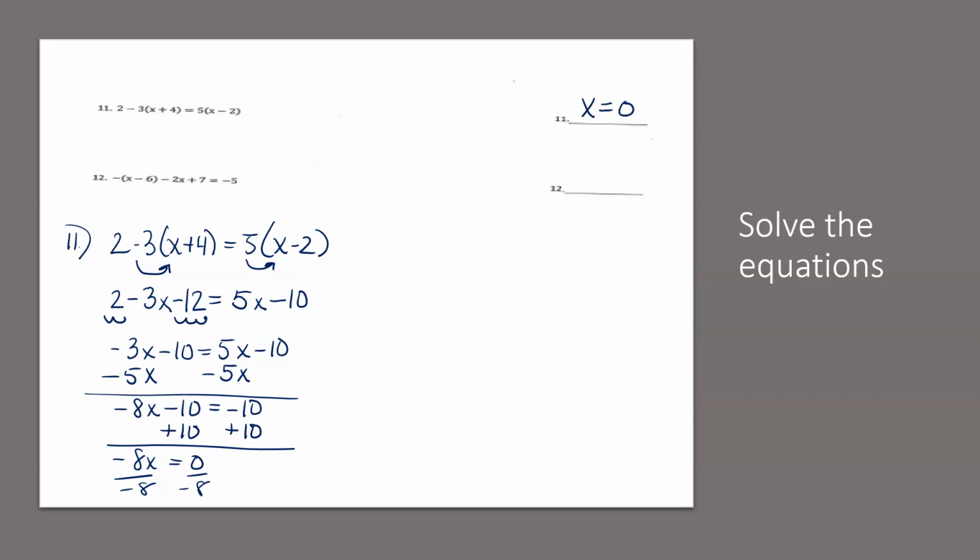All right, let's look at number 12 over here. So I have negative quantity of x minus 6 minus 2x plus 7 is all equal to negative 5. Okay, we have some work to do on the left side here. We're going to distribute that negative sign. So this becomes negative x, and negative negative becomes a positive.